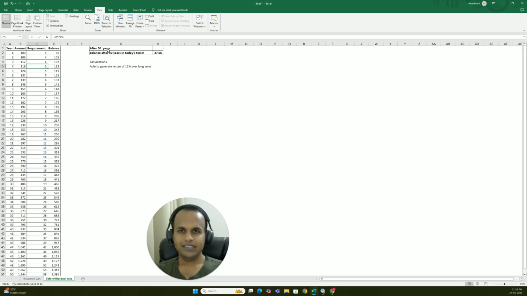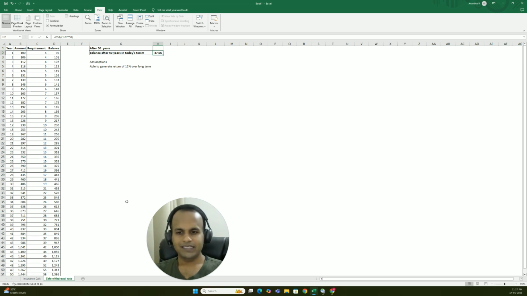So after 50 years, if you look at it, you have around 1,386 rupees left, which in today's terms is around 47 rupees. I have discounted it with a 7% rate, which is the expected inflation, a decent assumption for expected inflation over the next years. So even after 50 years, almost half of that amount is still left, and that can be kept for their son, for the next generation, right? So that's a decent assumption.